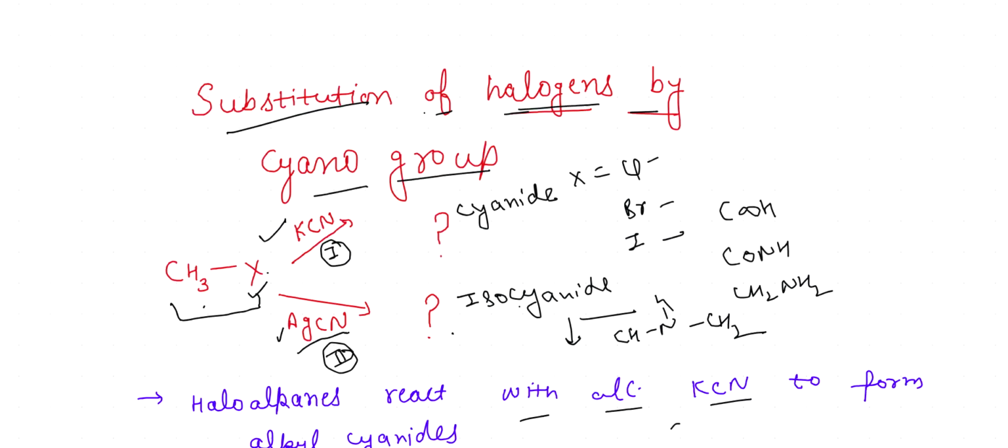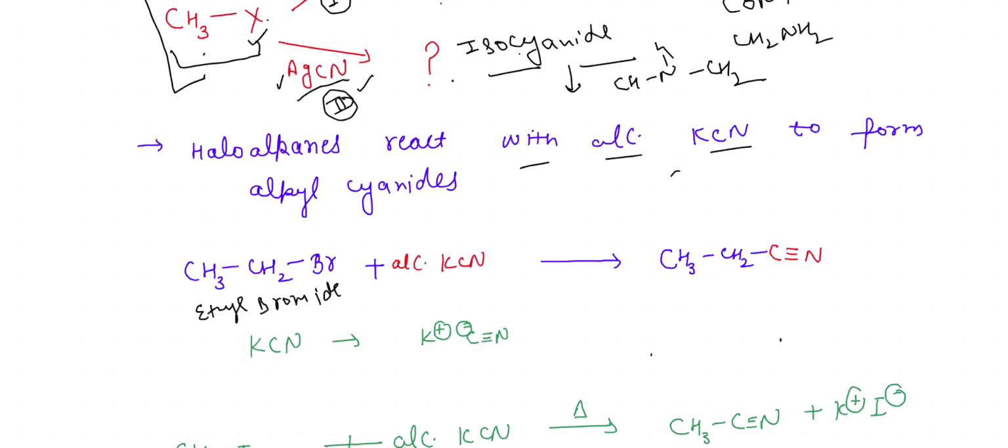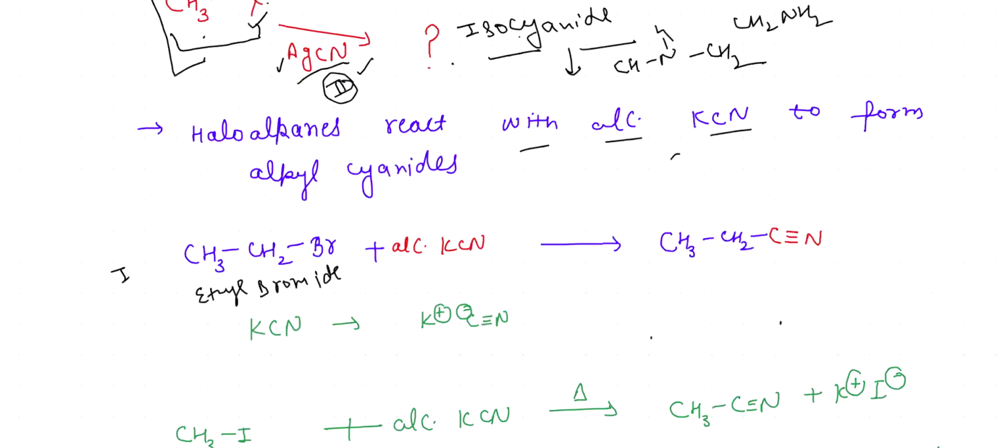So our question is, why potassium cyanide provides cyanide as the major product and silver cyanide is furnishing isocyanide as the major product. What is the major difference between these two reactions? So look at example number 1. In this, ethyl bromide is subjected to react with alcoholic potassium cyanide and the product obtained is cyanide.